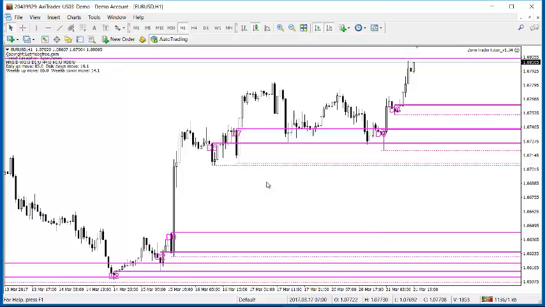Here we have a Euro-dollar chart running the Zone Trader Tutor, and you see there's a whole number of zones being drawn on the chart which are representative of supply and demand. So mostly price is in an uptrend at the moment, so mainly we have demand zones underneath, although we have one supply zone which you can see is just touching and is giving some rejection at this time.